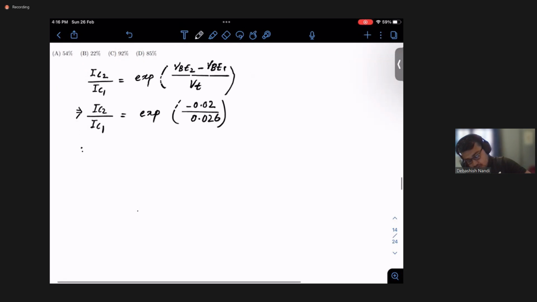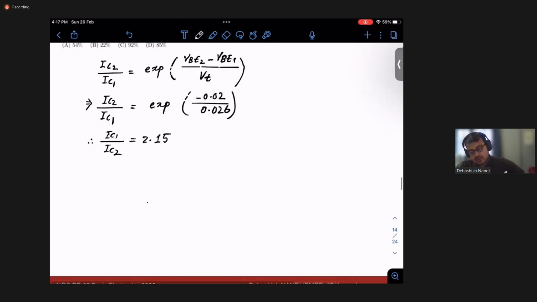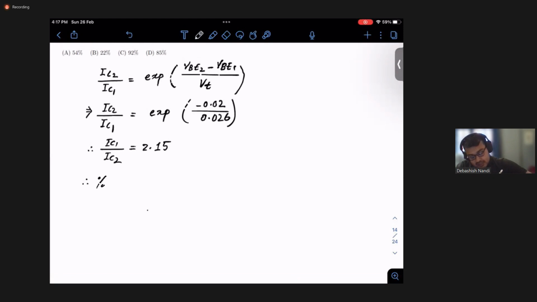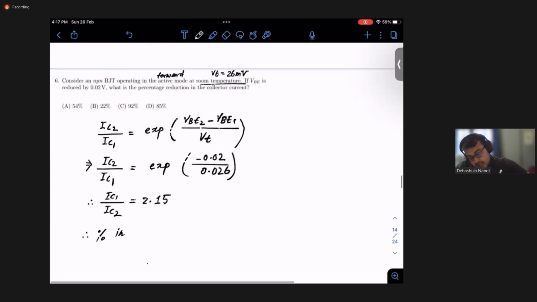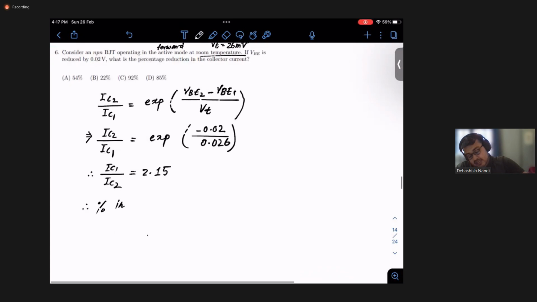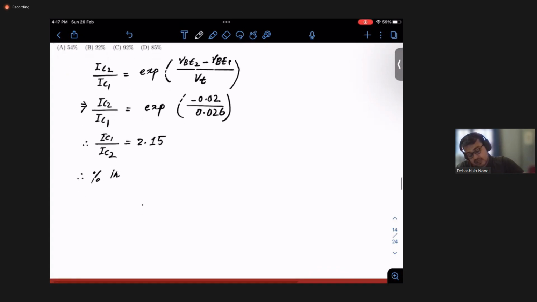So your IC1 by IC2 is becoming 2.15, right? So what is the percentage increase? Percentage decrease, rather I say. Percentage reduction, because the VBE has reduced, right?